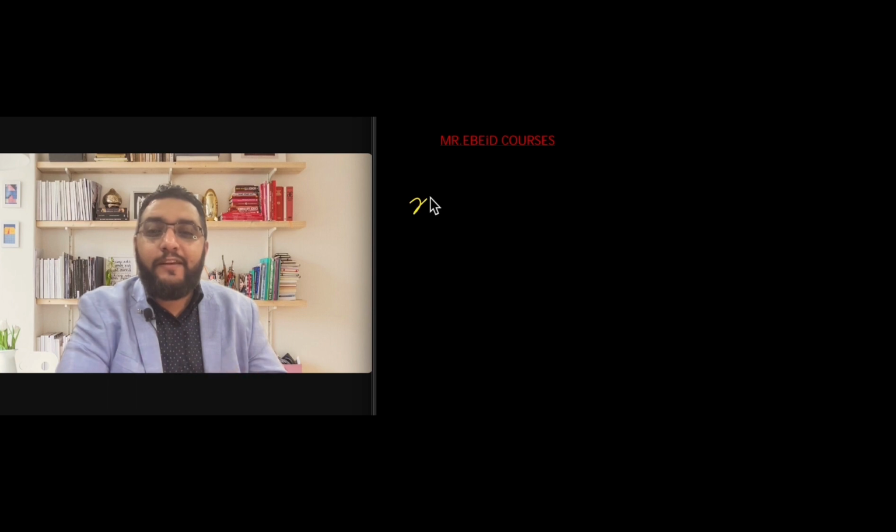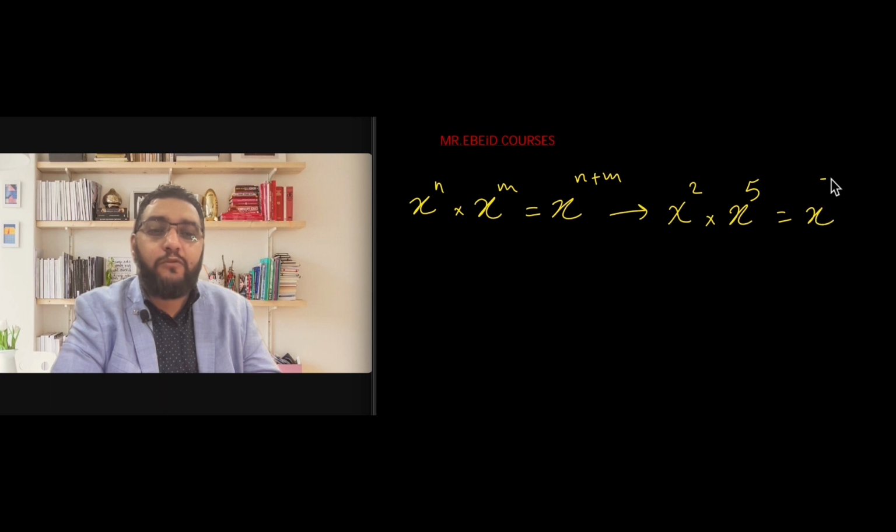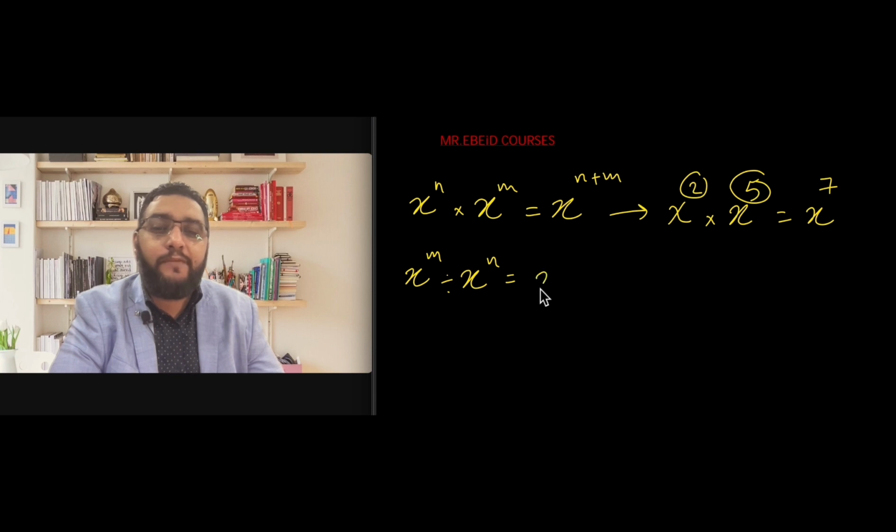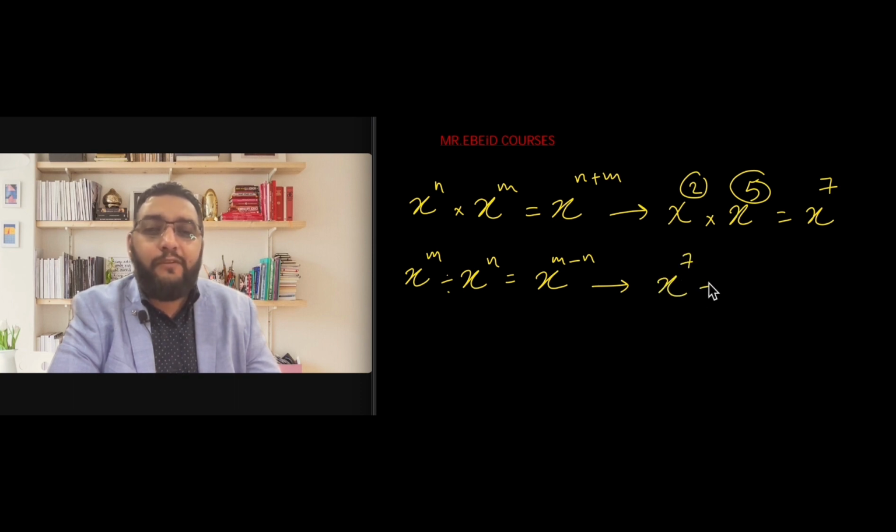If we have x raised to the power of n times x raised to the power of m, if we have the same base, write it down and add the exponents n plus m. For example, if we have x squared times x raised to the power of 5, it will be x raised to the power of 7. As you know, we will add 2 plus 5, which equals 7. Also, if we have x raised to the power of m divided by x raised to the power of n, it gives you x raised to the power of m minus n. We subtract the exponents. For example, if we have x raised to the power of 7 divided by x raised to the power of 5, it will be x raised to the power of 2.